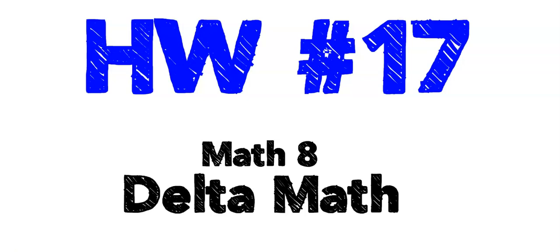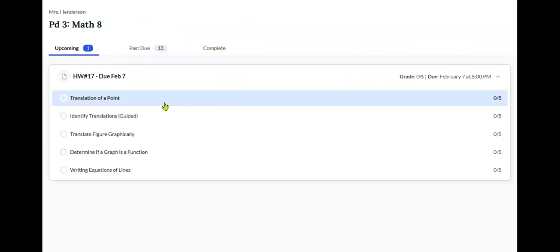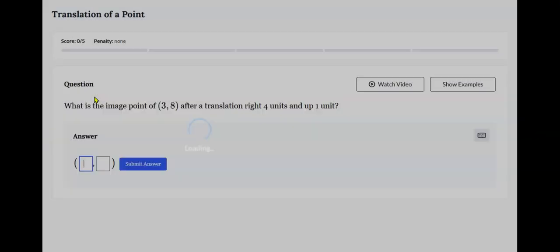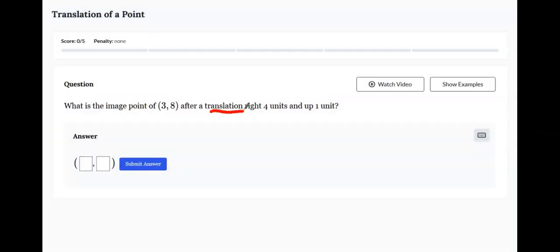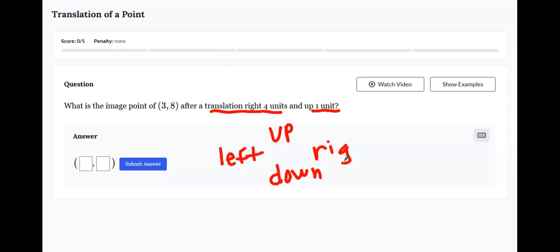Homework number 17 on DeltaMath. The first topic is on translations of a point. When you're asked to translate a point, you have to focus on whether you are moving the point up, down, left, or right, because these movements affect the coordinates differently.